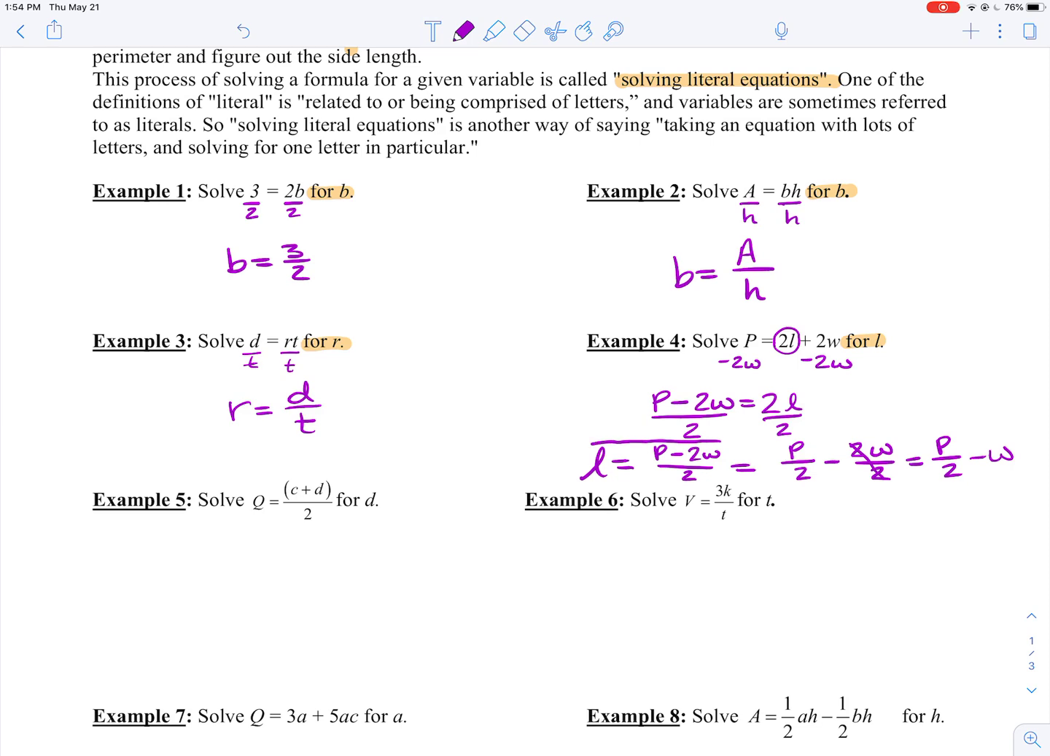But with literal equations, we're trying to just get the variable isolated. So this one would be perfectly acceptable, or you could use this way. We would accept either answer.